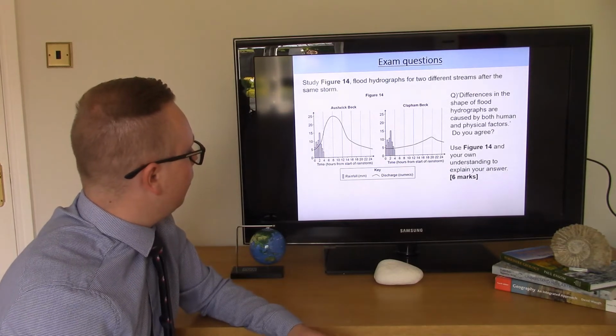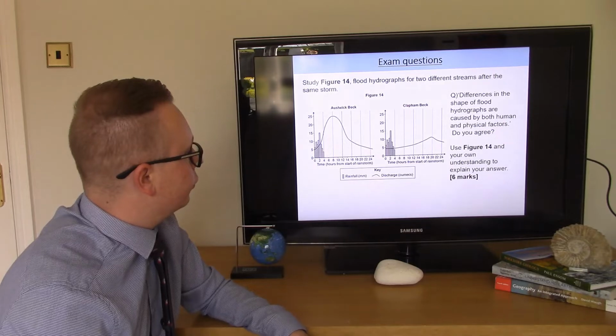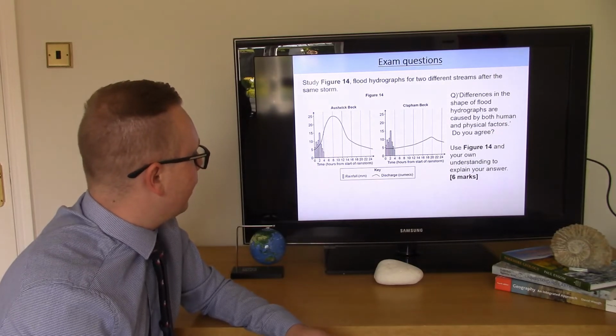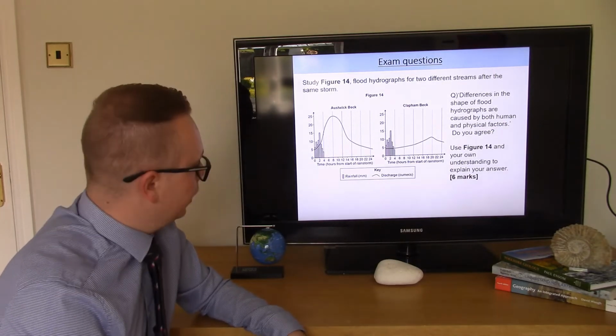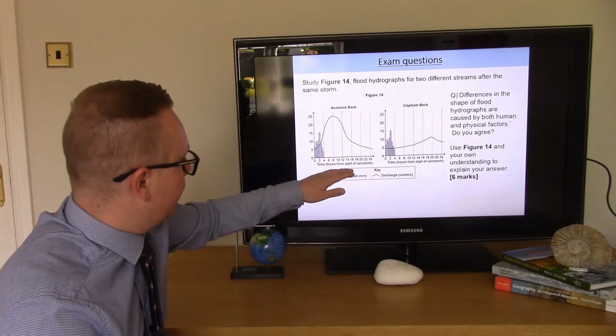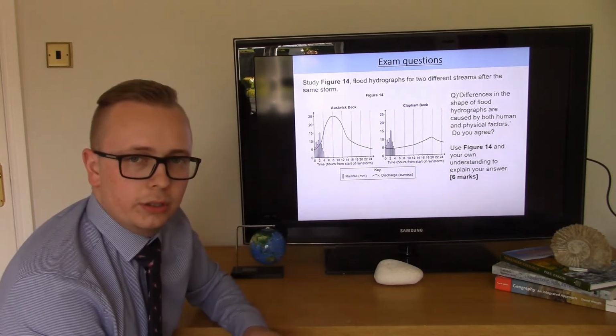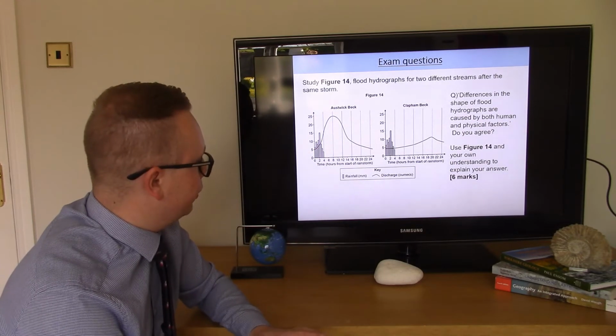And then lastly, one more question. We've got figure 14 here. This is showing some flood hydrographs for two different streams after the same storm. So we've got two hydrographs. We've got Ostwick Beck and Clapham Beck, and as you can see, the rainfall is exactly the same, but the discharge curve is very different.